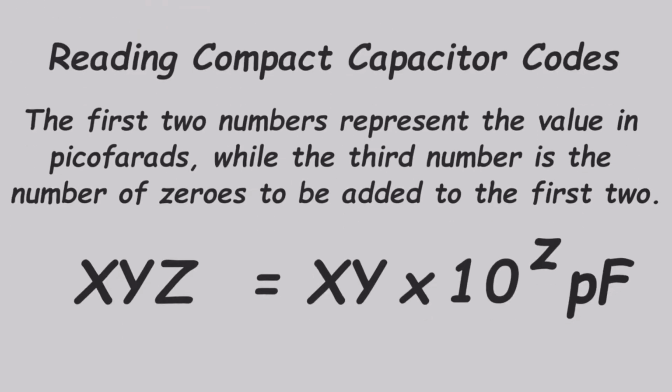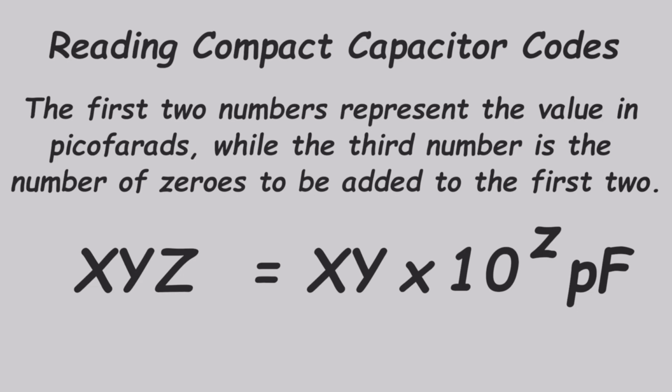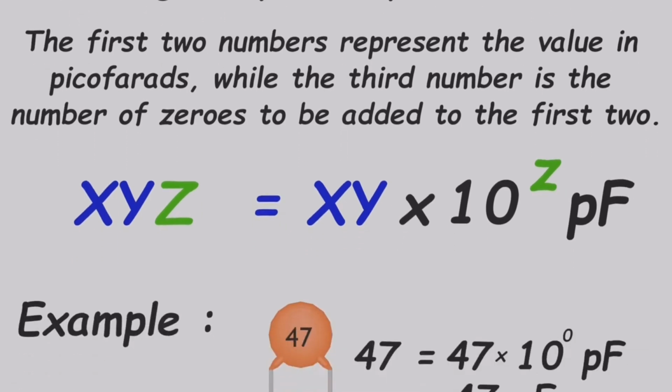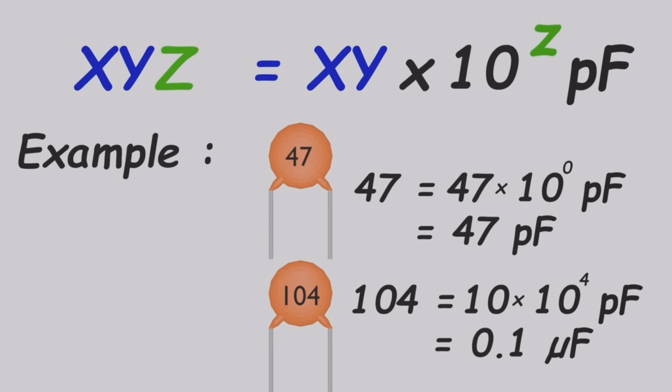Some tiny ceramic capacitors have 2 to 3 digits code printed on them. The first 2 numbers describe the value of the capacitor, and the third number is the number of zeros in the multiplier. When the first 2 numbers are multiplied with the multiplier, the resulting value is the value of the capacitor in picofarads. If there are only 2 numbers, it means there is no multiplier. You can read the value of the first 2 numbers in picofarads.